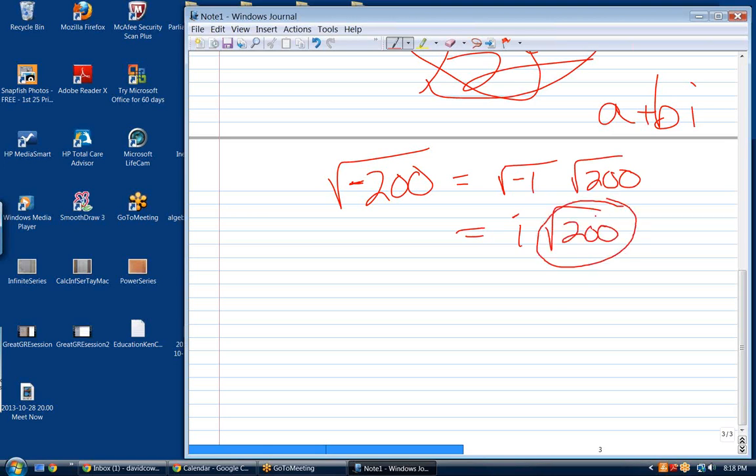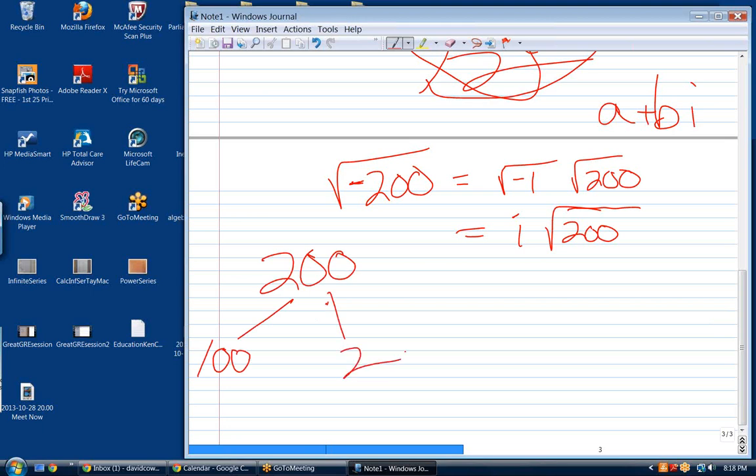Now let's simplify that. This is where you want to use your factor tree, although I don't know that you have to go to that much trouble. I guess it makes it fairly easy if we use a factor tree. Which one of those is a perfect square? 10. So square root of 200 becomes what?